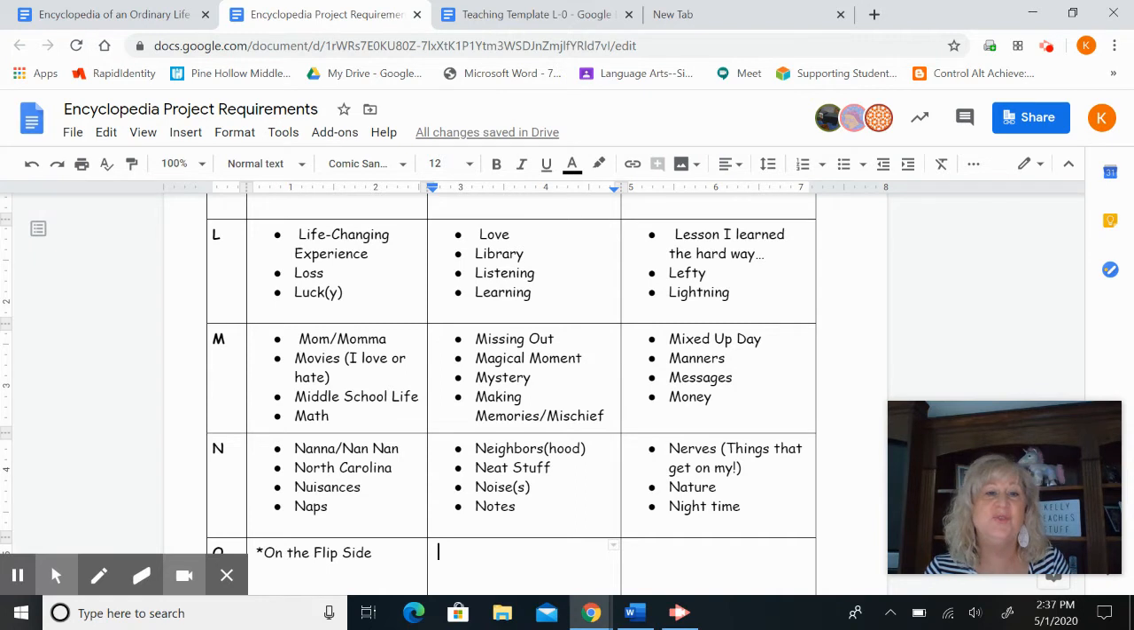Movies that you love or hate. Now, if you're going to write about a movie, you can't just say that you love this particular movie and then not say why, right? You're going to have to add in some information about that. So talk about the characters, talk about something that you loved.